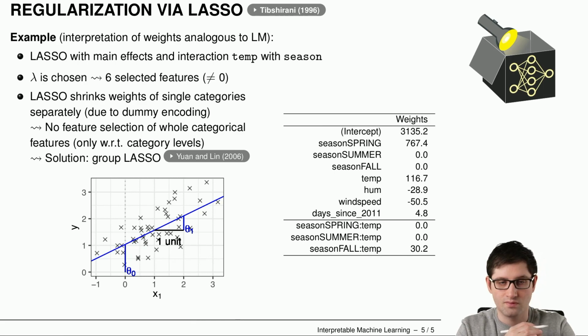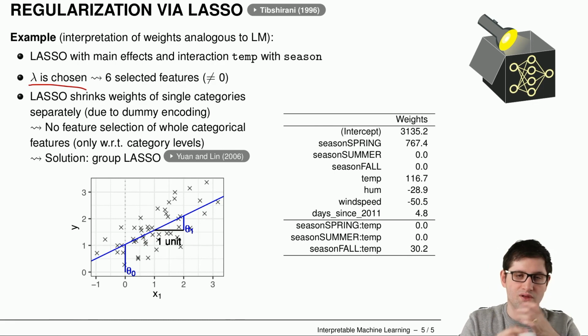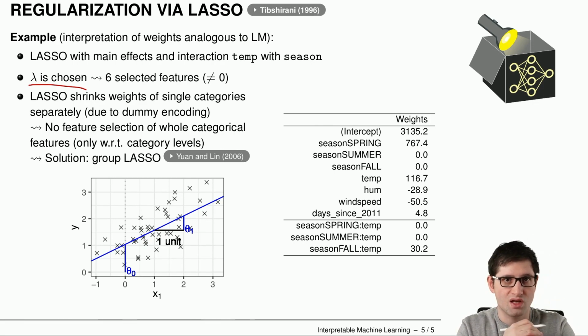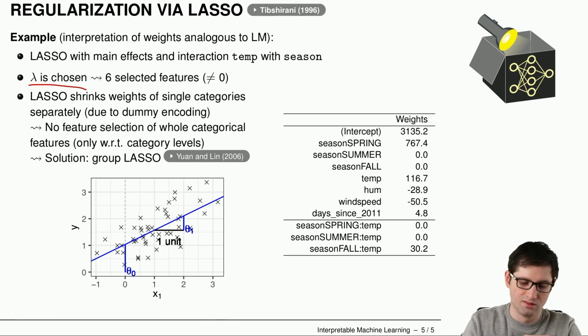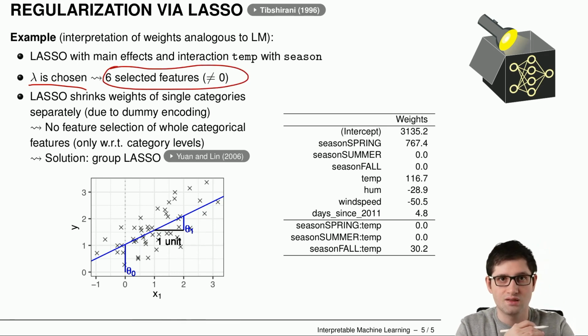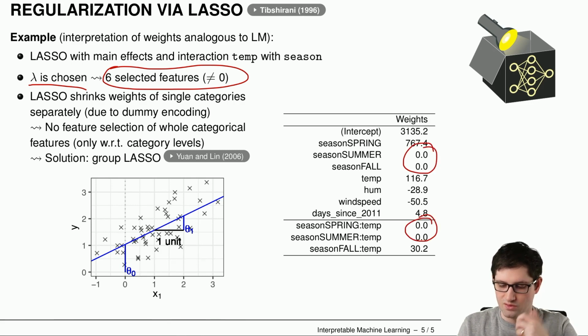So let's look at an example where we had the interaction between temperature and season and only linear effects. If we fit a LASSO model here and use, for example, a penalization parameter such that we force the model to select only 6 features in total, so 6 of the features have a non-zero coefficient, the ones that are pushed towards 0 can be deemed as maybe less relevant for the prediction, according to LASSO at least. Here these 2 values and these 2 values were pushed towards 0.